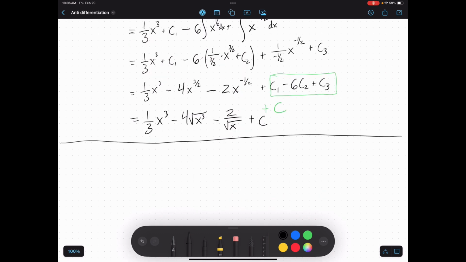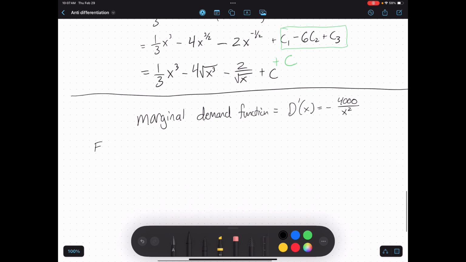Next, let's look at an applied example. This is another problem from your homework where it gives me the marginal demand function. If I see that word marginal, what does that mean about this? It means it's a derivative. So I get negative 4,000 over x squared. That means this function is a derivative, and what am I going to be trying to do? I'm going to be trying to find the function that gives me this derivative. I want to find the demand function.